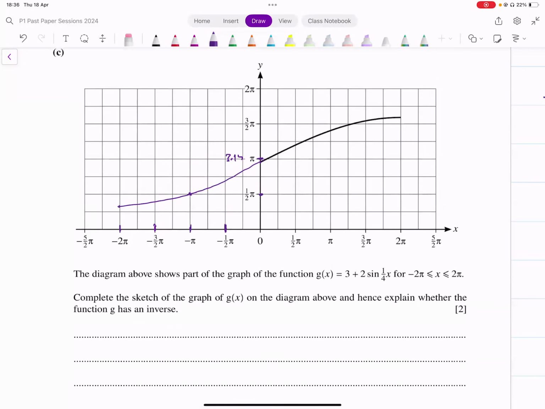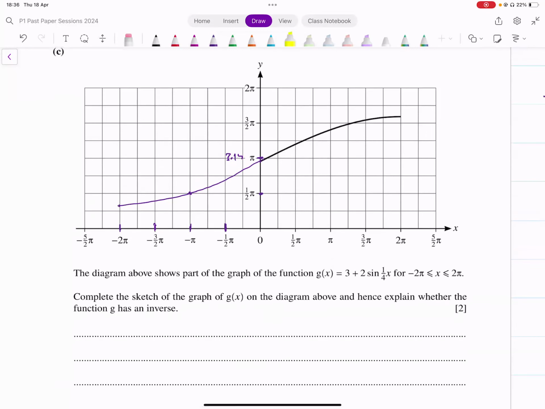Does g have an inverse? When does the inverse of a function exist? When it's a one-to-one function. Is this a one-to-one function? How can you test that? Horizontal line test. Can you draw any horizontal line on this graph that cuts the graph at more than 1 point? You can't. Any horizontal line that you draw only cuts the graph at one single point. That means it is a one-to-one function.